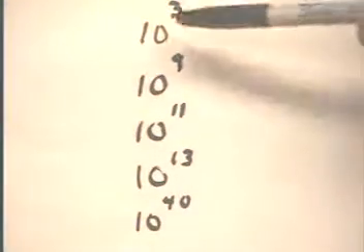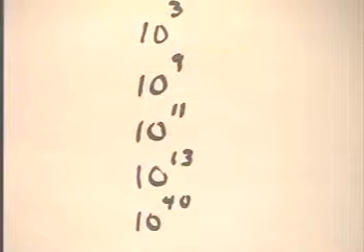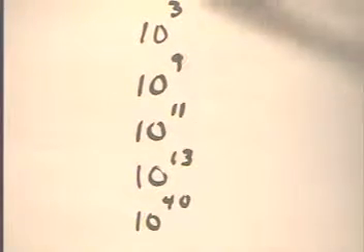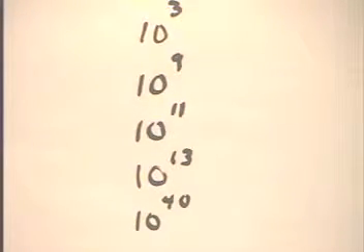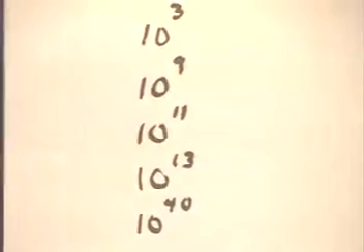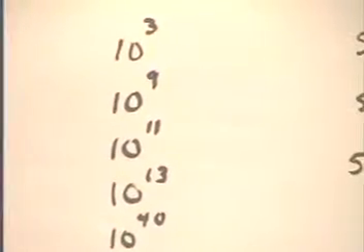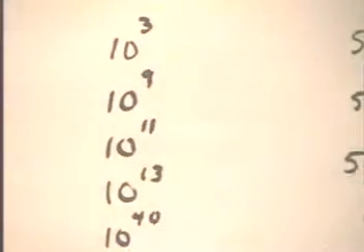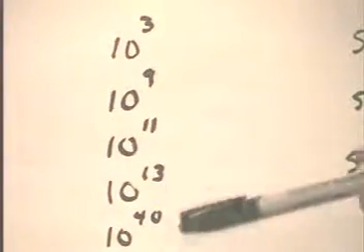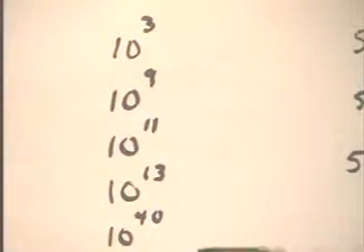Okay, in class I wrote down these numbers and asked people which of these numbers represented the number of dollars that flows through the U.S. economy in a day. How many dollars in a day? And a lot of people said, well, probably about 10 to the 40th. Some people said maybe 10 to the 13th or 10 to the 11th.